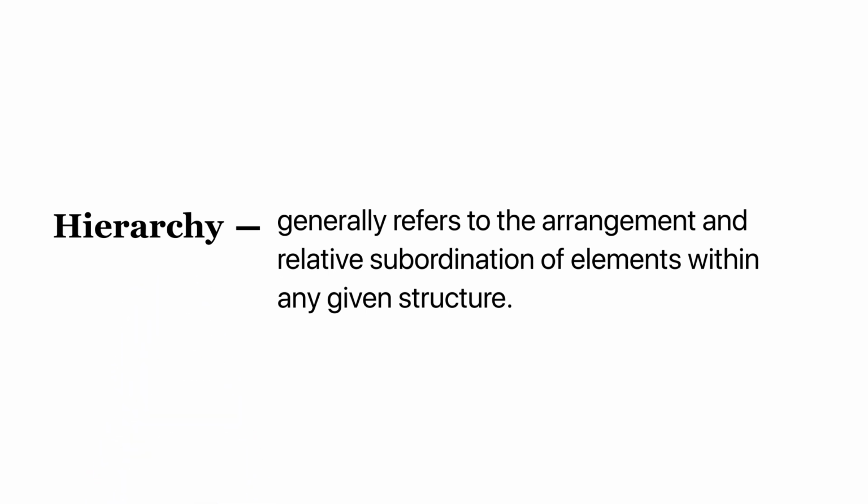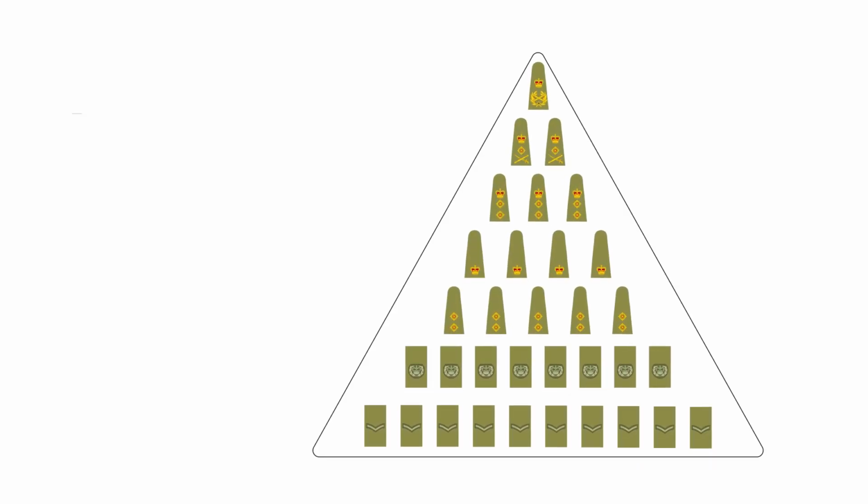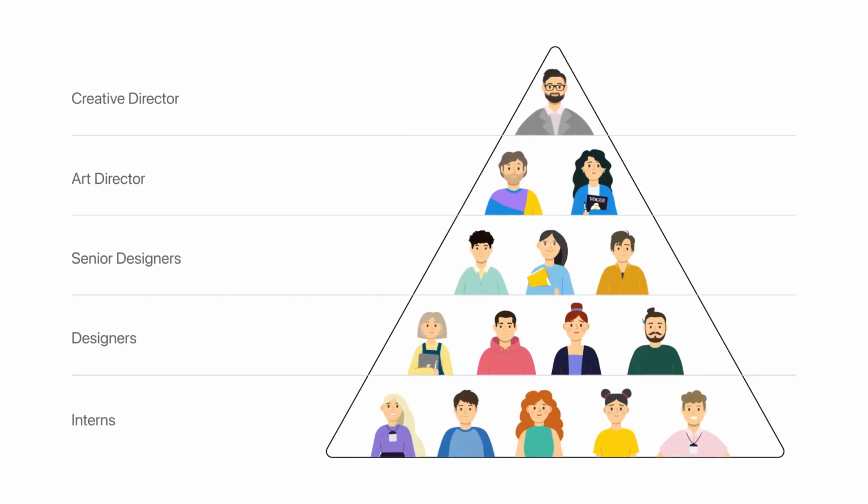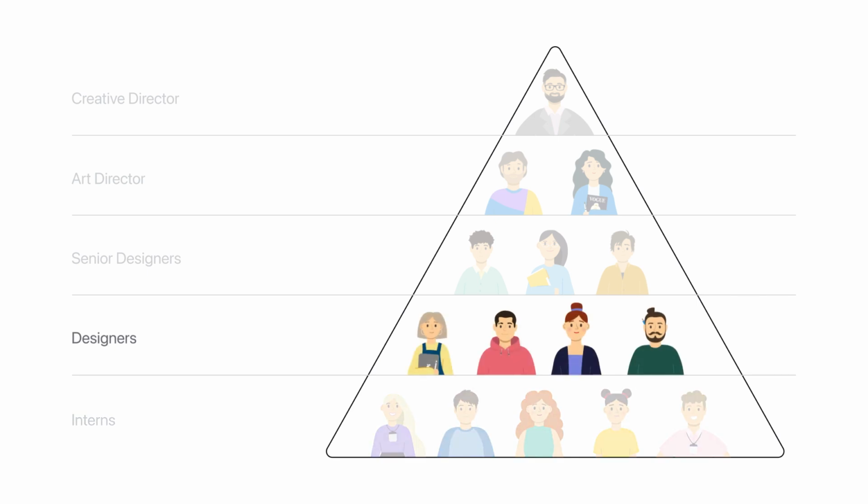However, in our times, hierarchy generally refers to the arrangement and relative subordination of elements within any given structure. Hierarchy is a crucial aspect of the military, as it helps to determine who has the authority to make decisions in a given situation, and whose decision holds more weight in case of disputes. Similarly, in a design studio, hierarchy helps define subordination levels. For instance, in the diagram presented, the intern reports to the designer, who reports to the senior designer, who reports to the art director, and finally, the art director is subordinate to the creative director.